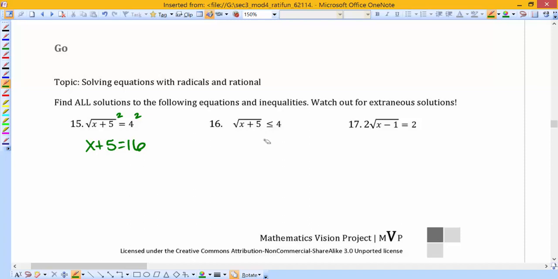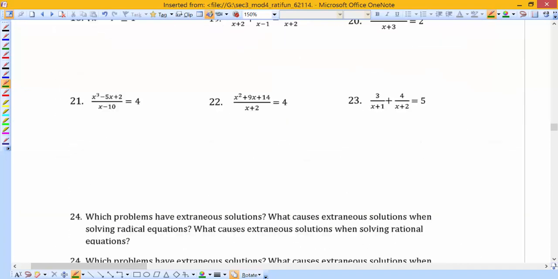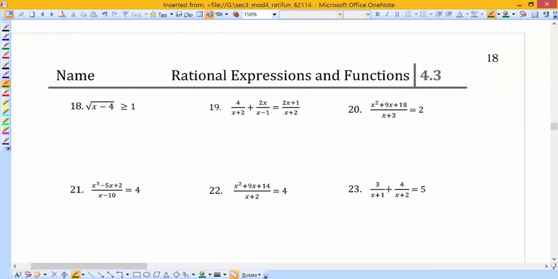A little bit different here because you have an inequality. In 17, you would need to divide by 2 first. Please be careful with those ones. Then you get to 18. Same thing, square both sides. Be careful because it is an inequality.